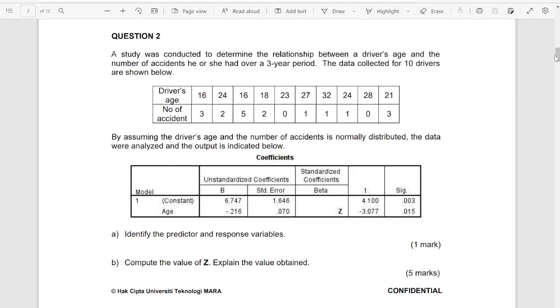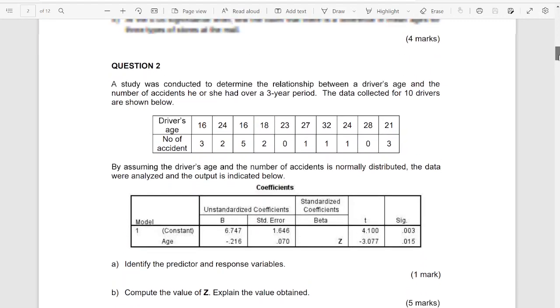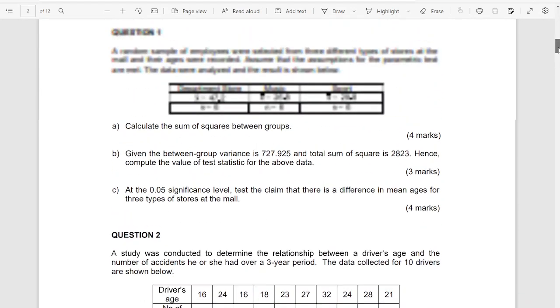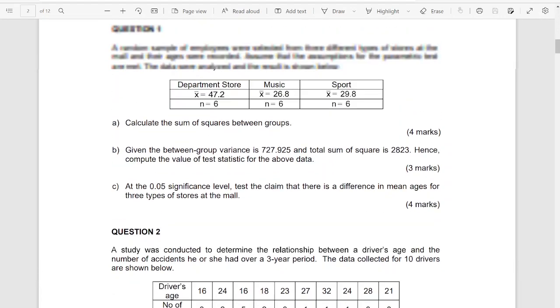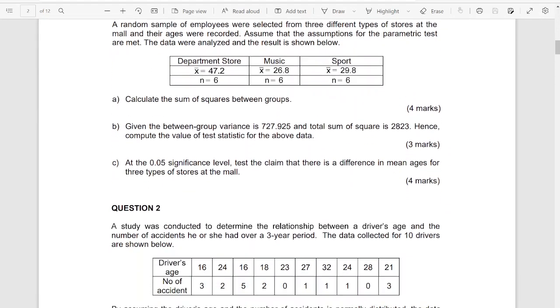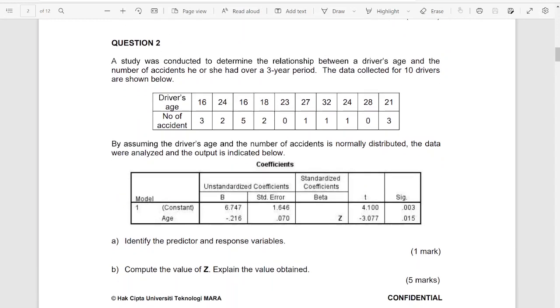Okay, so we're gonna look at this question. This one is actually the past semester exam paper. Let's see what year it is. This is July 2021, and the questions for regression analysis are in question 2.